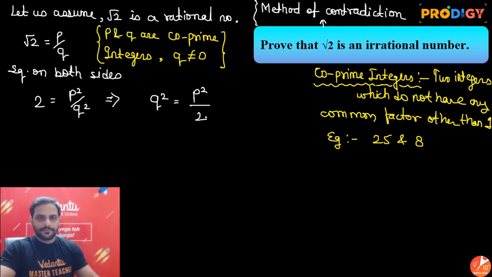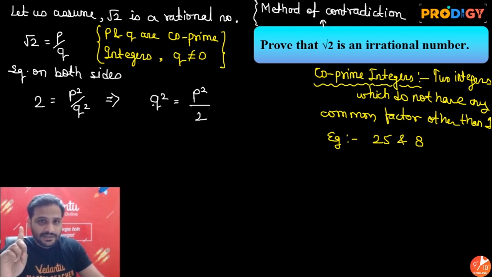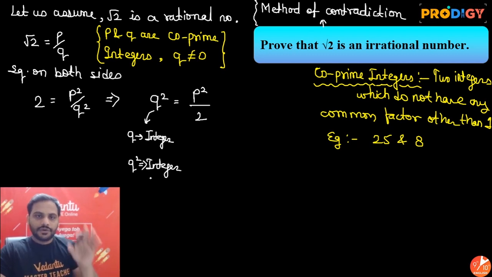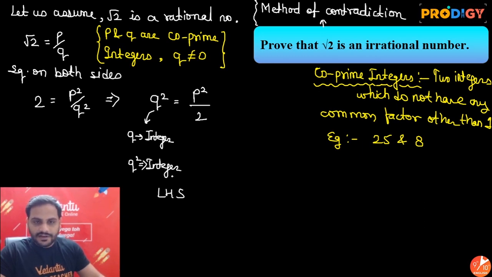Try to understand this. I have told you p and q are co-prime integers. I am not just telling you to write this down; I am trying to explain everything. So q is an integer, and if q is an integer, then q square must also be an integer. The square of an integer is always an integer: 2 square is 4, minus 2 square is also 4. So the left hand side is an integer.